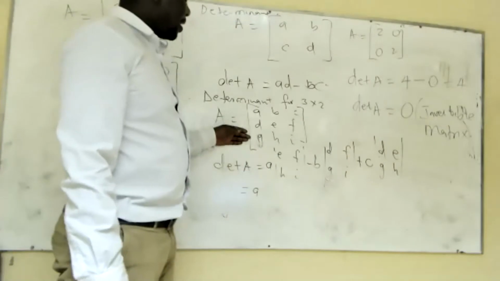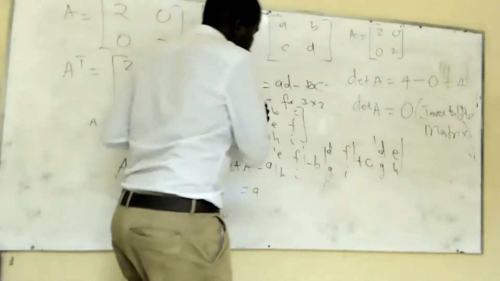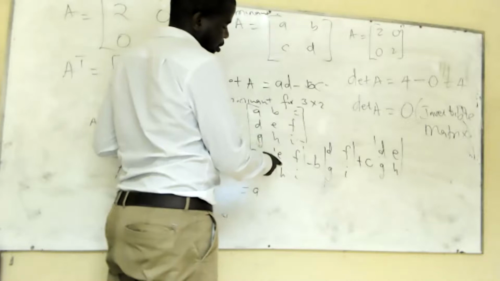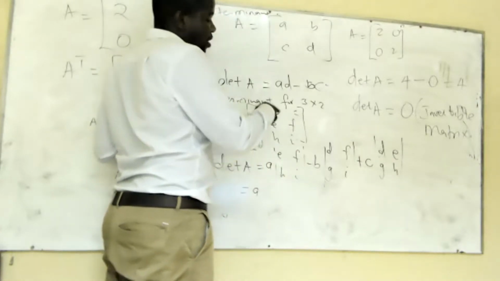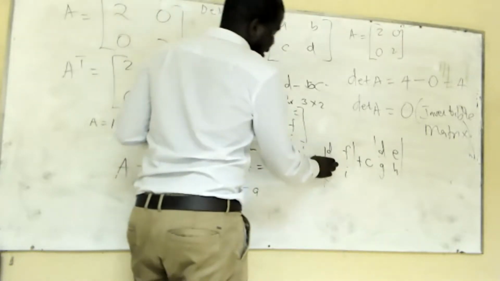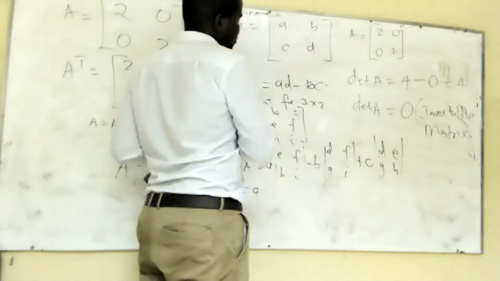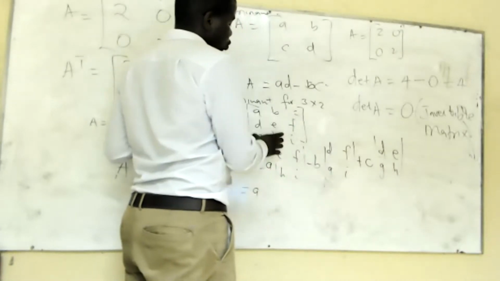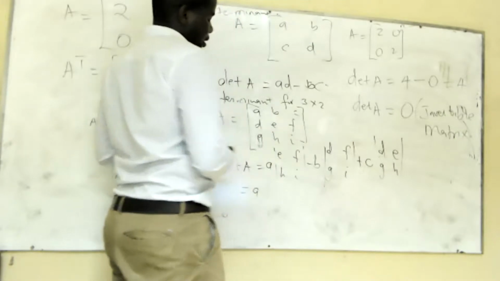I was explaining how we get the determinant of a 3 by 3 matrix. You hold the first row and the first column to get the first term. For the second term, you put the negative of B, and you hold the first row and the second column to get the second determinant. For the third one, you hold the first row and the third column to get the third term, and then here you have the matrix.